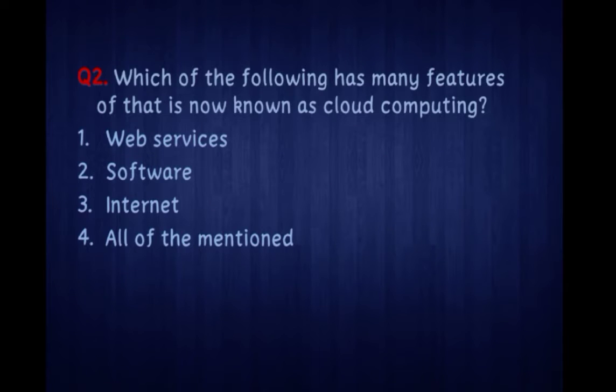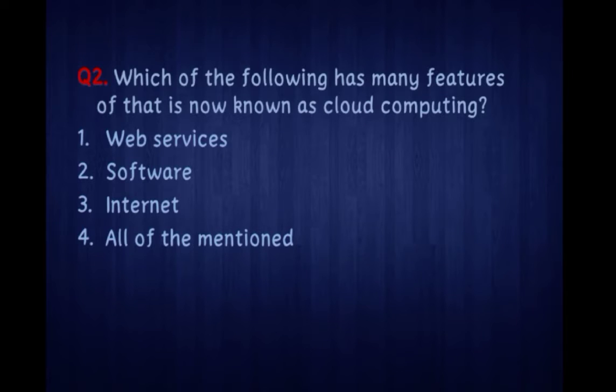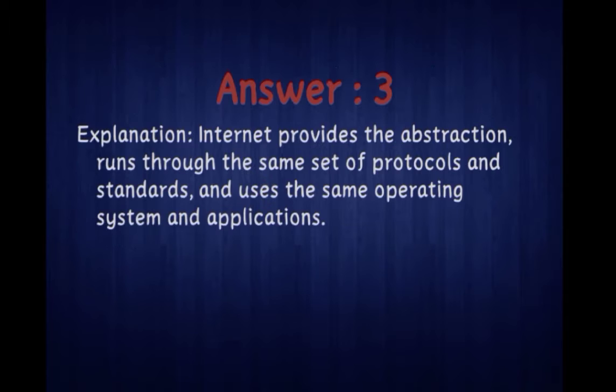Next question is, which of the following has many features of that is now known as cloud computing? First option is web services, software, internet, and all of the above. So the right answer we have is option number 3, that is internet. Internet provides the abstract, runs through the same set of protocols and standards, and uses the same operating system and application. As we all know, if we want to access the services provided by cloud vendors, then we should have a good internet connection. So the right answer is option number 3.